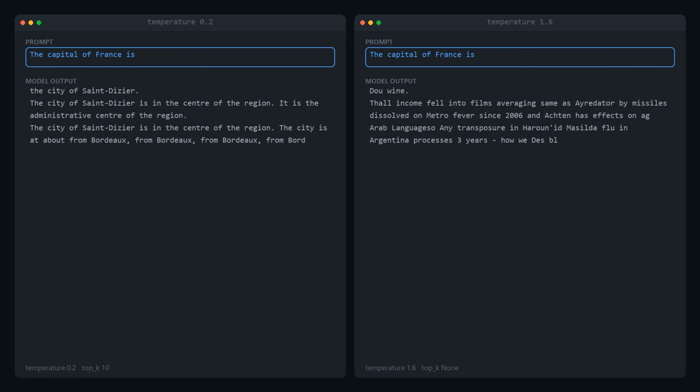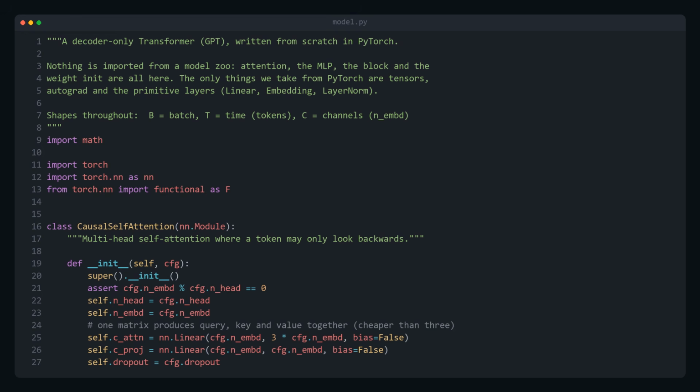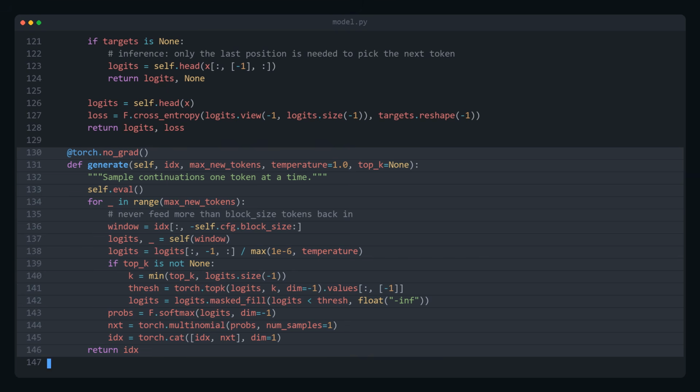Notice what happens at high temperature. Grammar starts to crumble and non-existent words appear. That is not a bug. It is exactly what we asked for. Let us look at the generation loop itself. It is simpler than it seems. We feed a prompt, get a probability distribution for the next token, take only the last position, divide the logits by the temperature, cut off the tail with top K, turn it into probabilities and draw a lot.